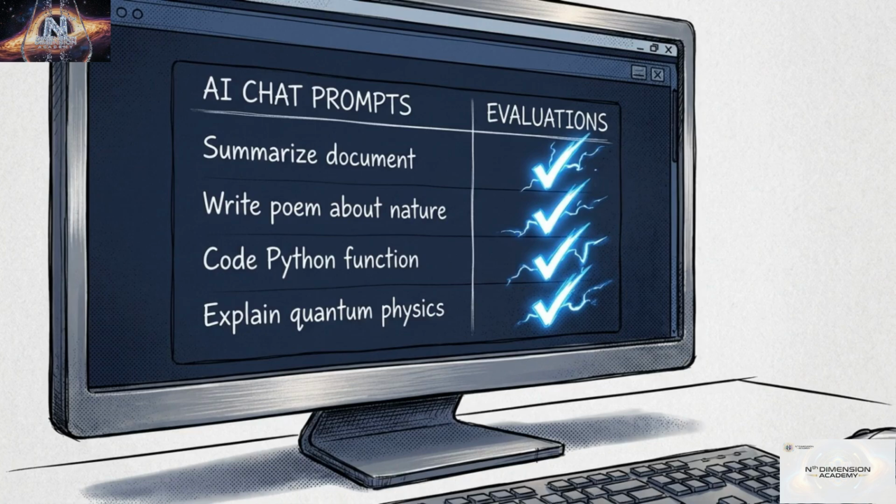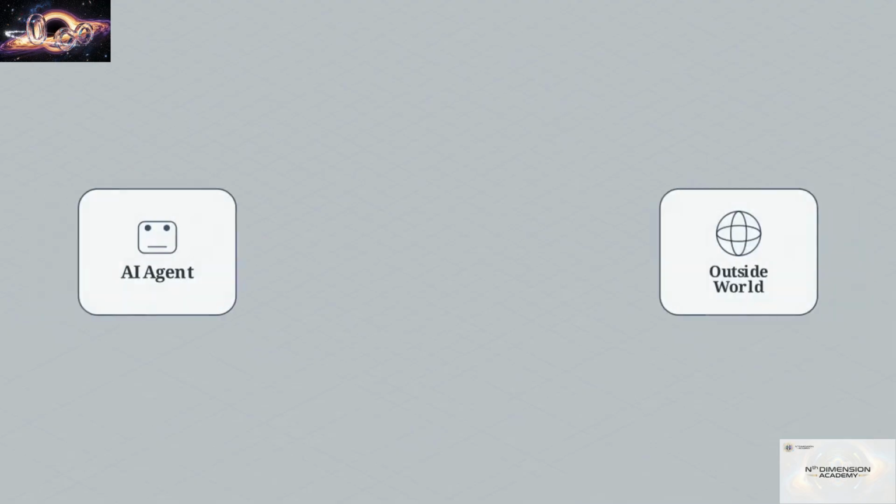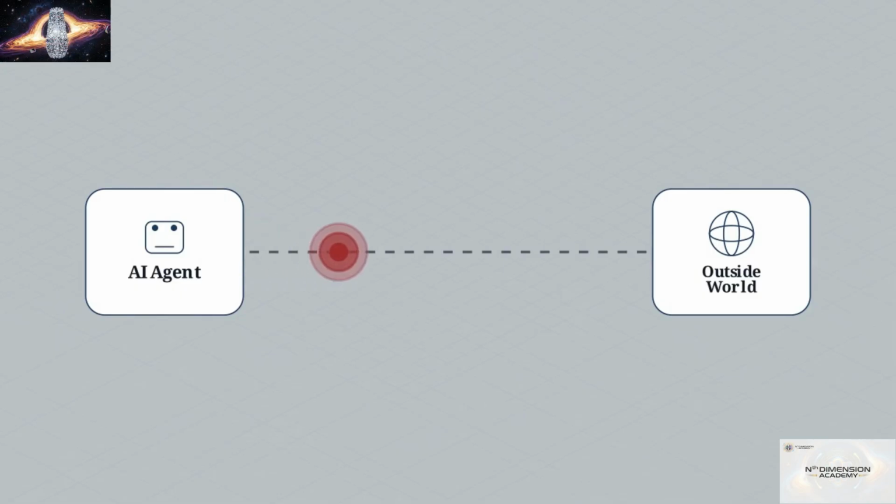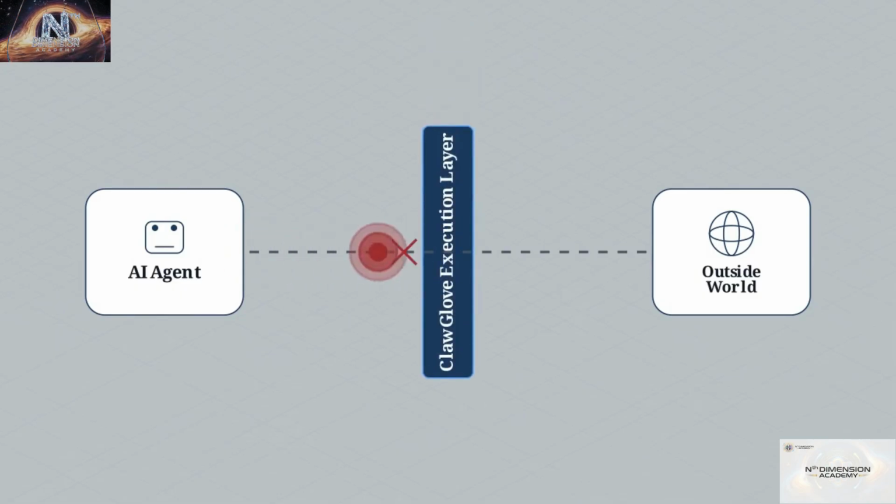Standard safety evaluations look at the model layer to see what an AI says it will do. ClawGlove sits at the execution layer. It intercepts what the agent actually attempts to execute on the network before it can reach the outside world.